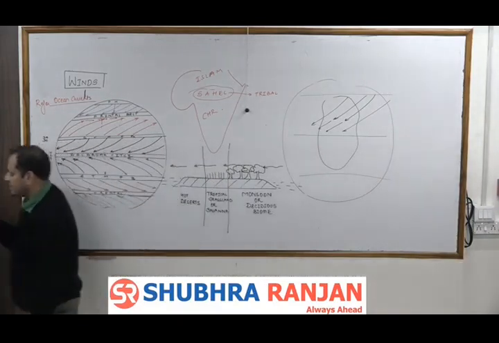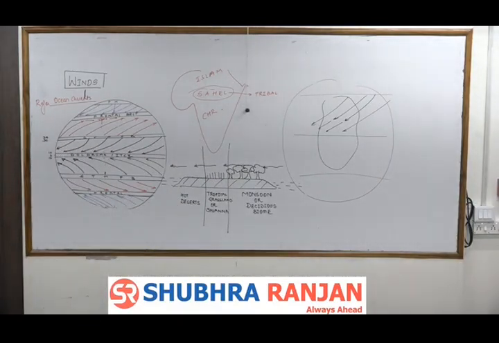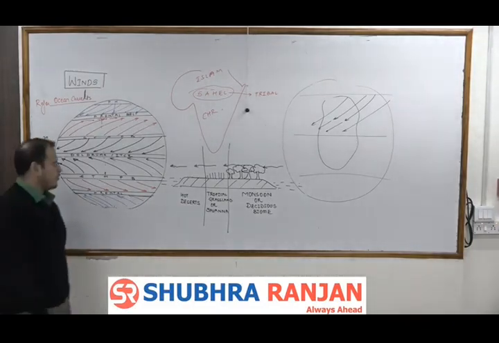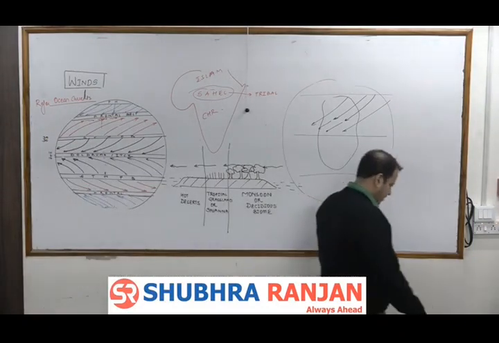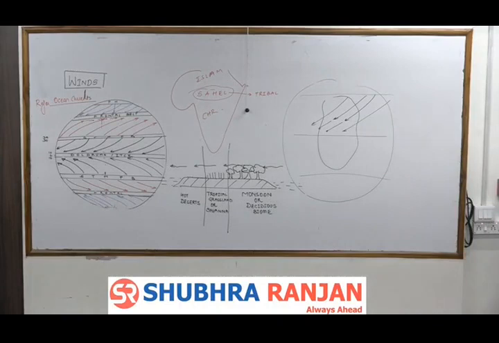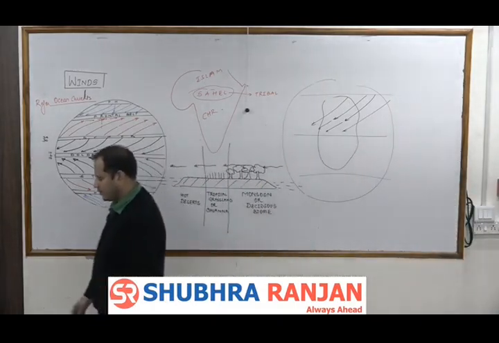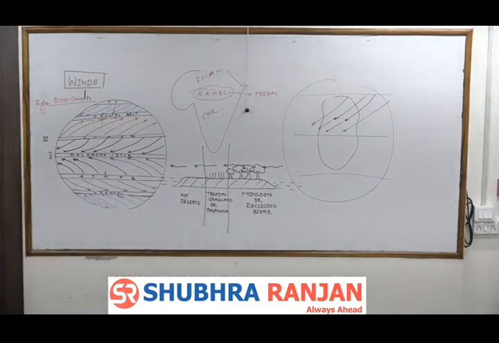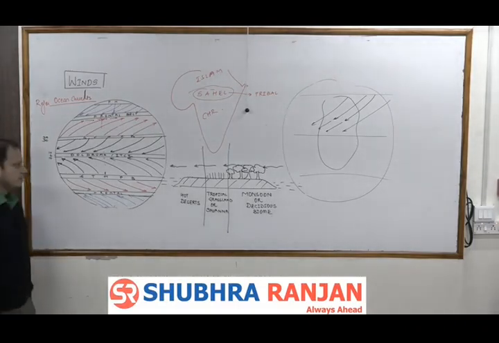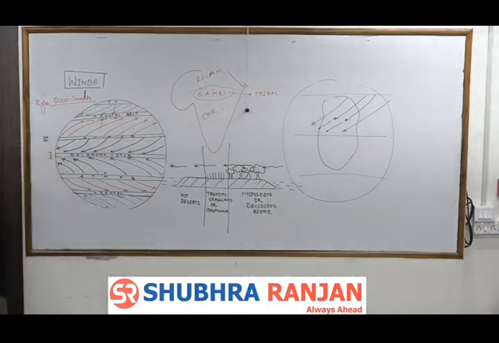So you can take trade winds. These are the winds which originate from the subtropical high pressure belt to the equatorial low pressure belt in both the northern and southern hemisphere.